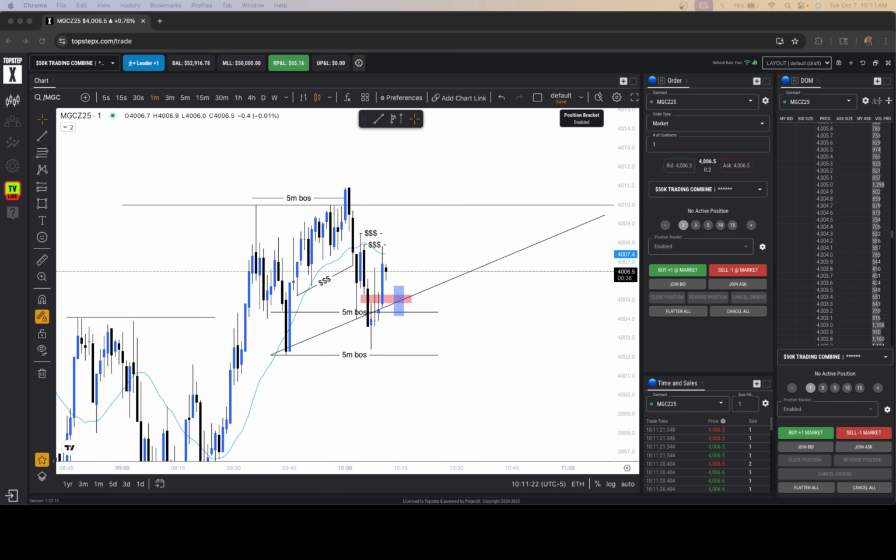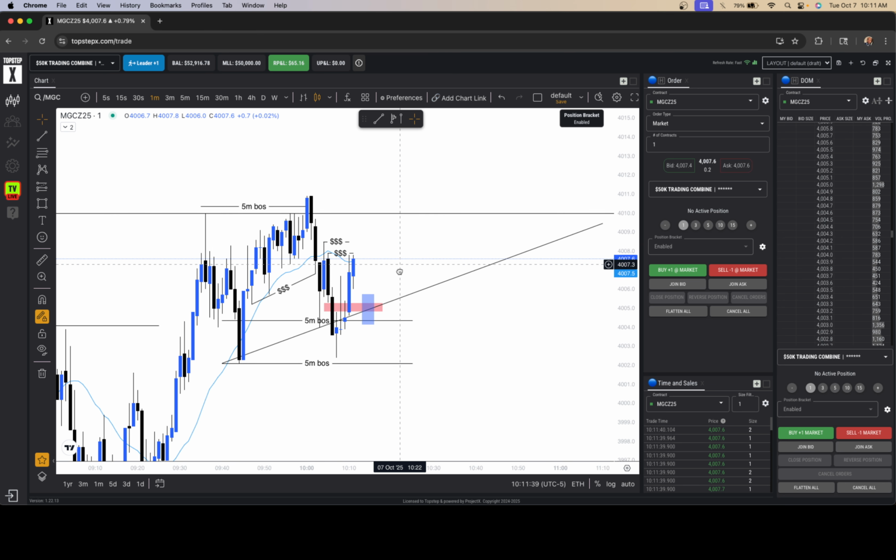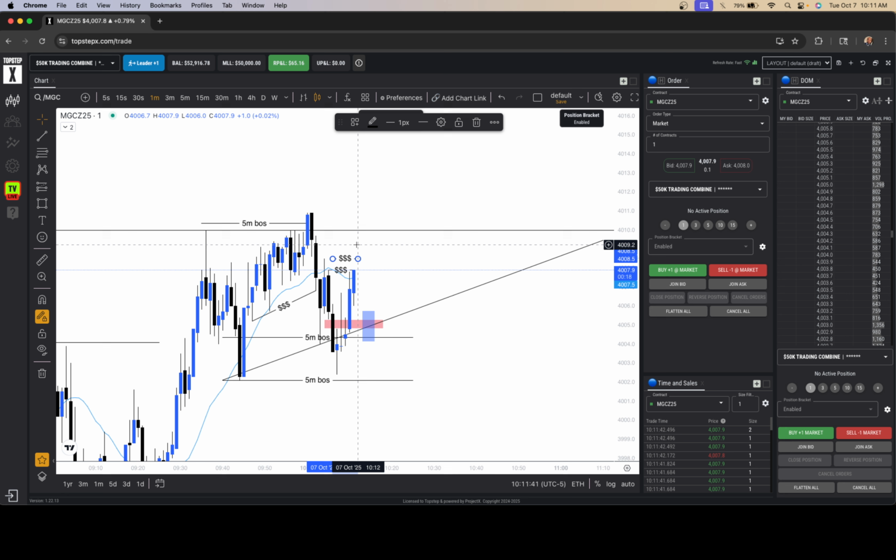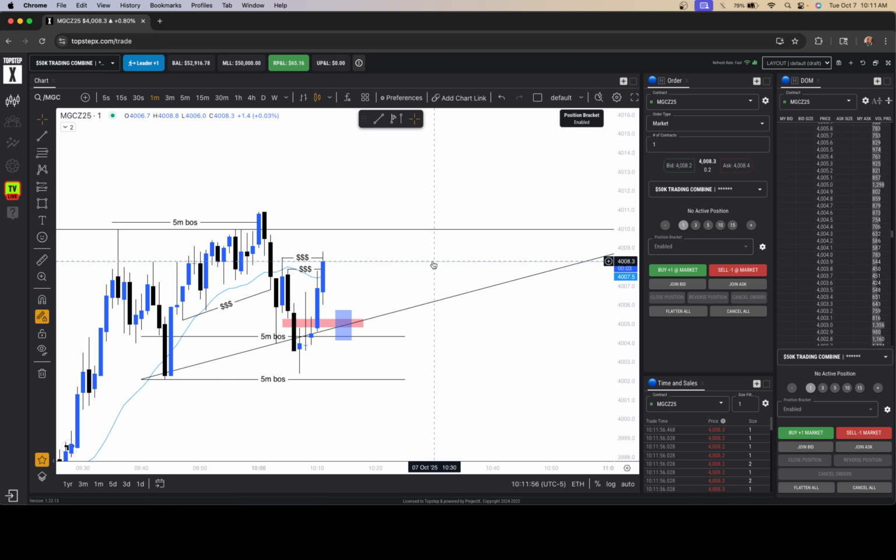Seems like there was some type of news that just happened. Traders await Fed's cues. S&P and NASDAQ edge up as focus shifts to Fed speakers. So we have $84 to go.